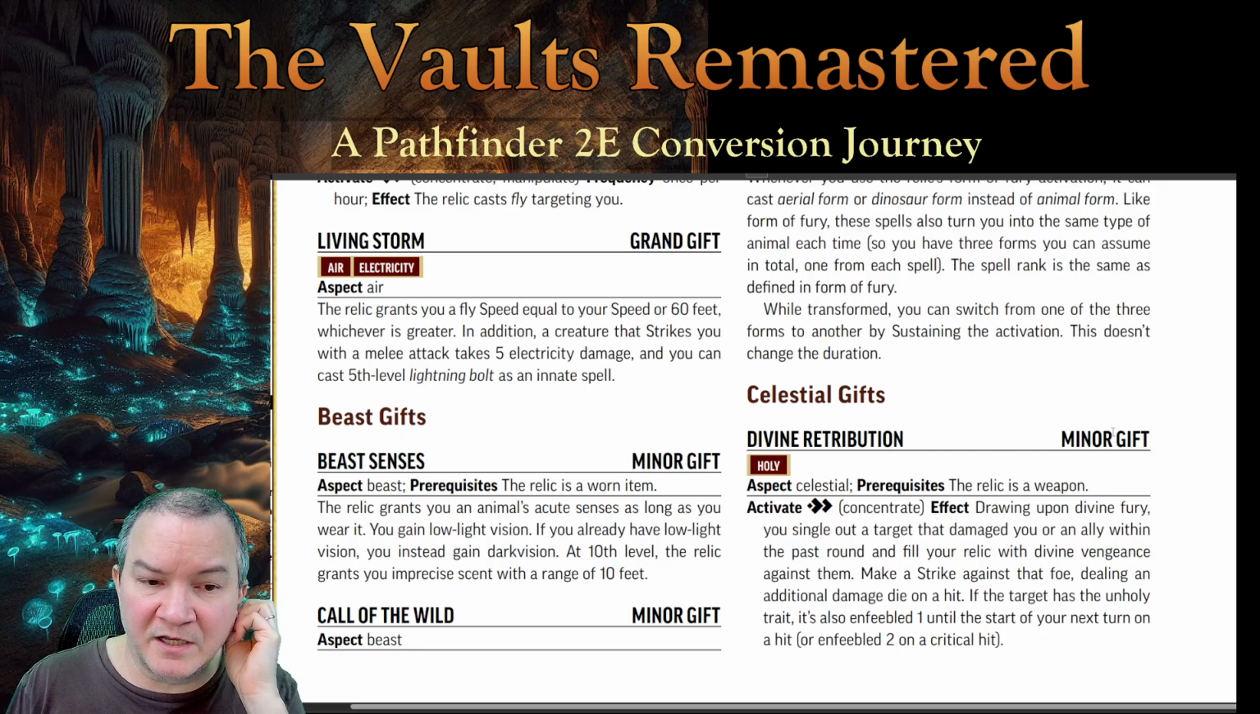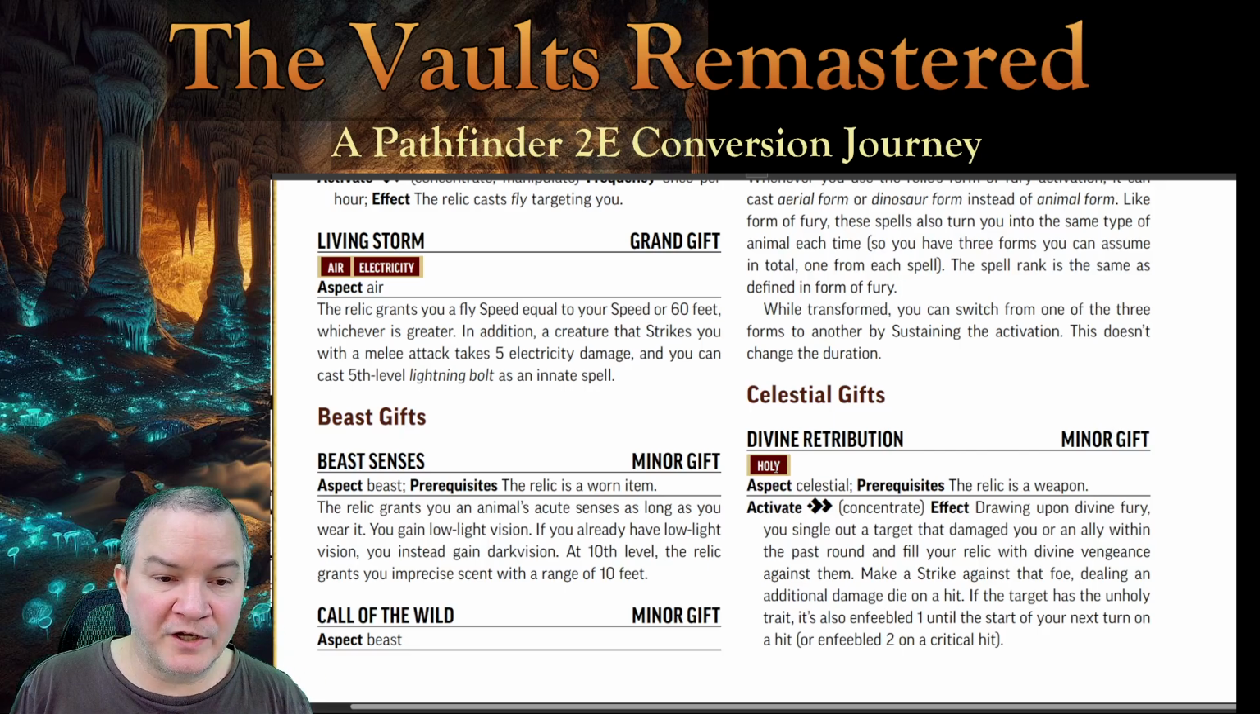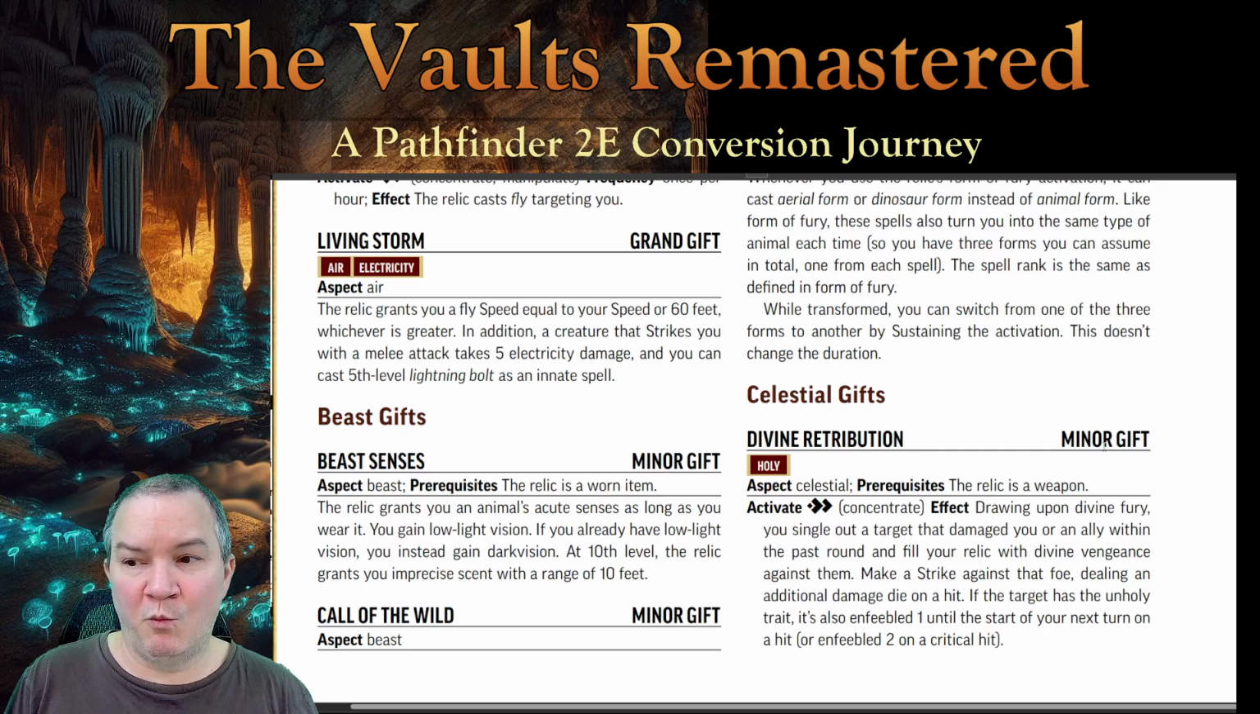This is a minor gift. It has the holy trait. It's one of the celestial gifts. Prereqs, the relic has to be some sort of weapon. So if you're going to apply this gift to that item, then that item needs to be some sort of weapon.